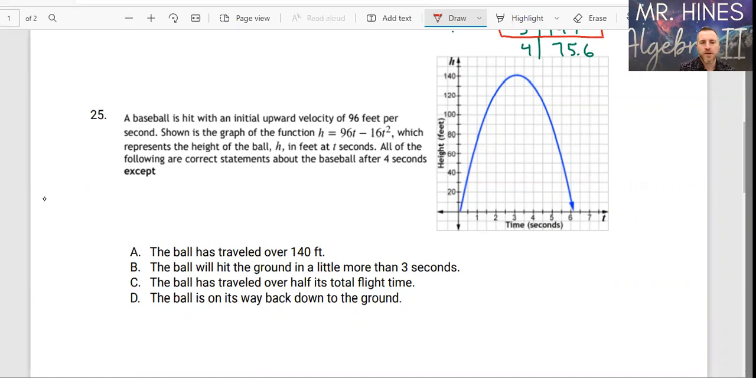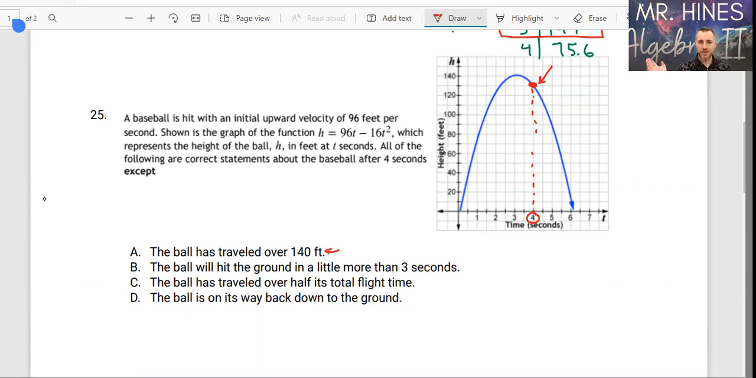Says, which of the following are correct statements about the baseball after 4 seconds? So here's what I'm going to do. I'm going to find 4 seconds, go up on the graph to that point. This is the moment that we are looking for. We want to find out which of these statements work. The ball has traveled over 140 feet. Okay, so from where it left the bat to here, has it traveled 140 feet?